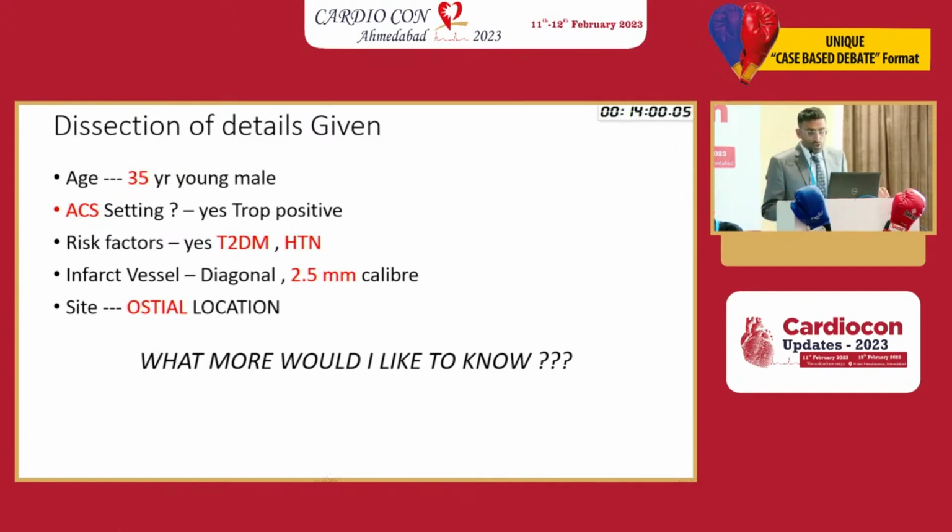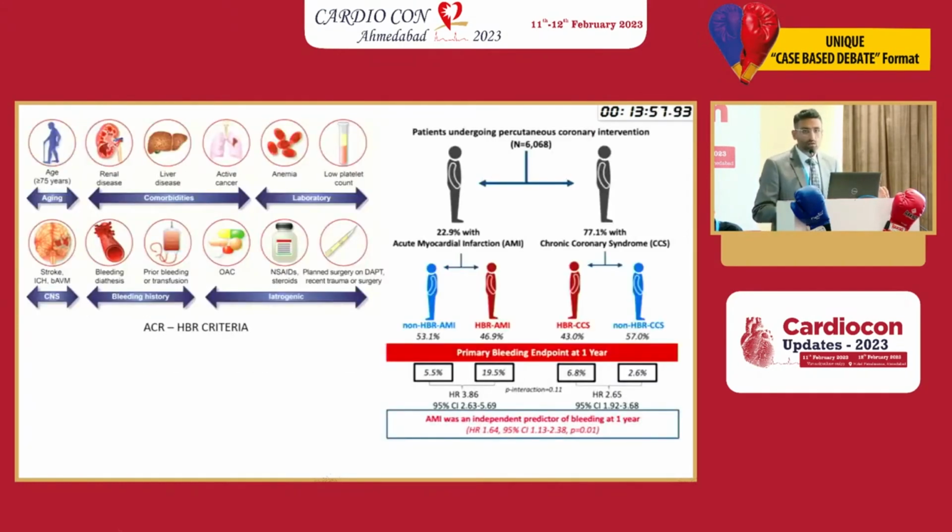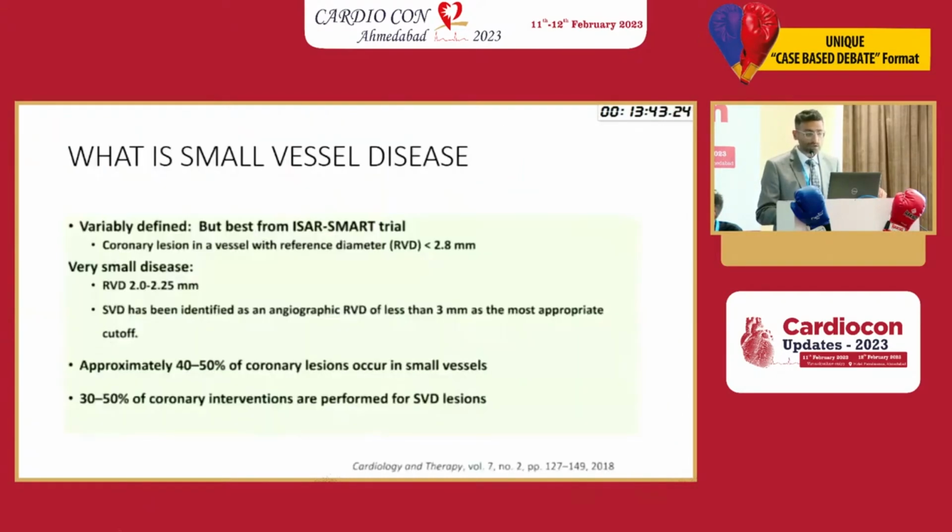And apart from that, I would also like to know his bleeding risk score. Whatever scoring system you use, we would like to know his Hb, if he has any renal issues, upper GI bleeds, thrombocytopenia, any planned surgeries, etc. Because he is an acute MI patient, and AMI, as we all know, is an independent predictor of bleeding at 1 year. So we are studying small vessel disease.